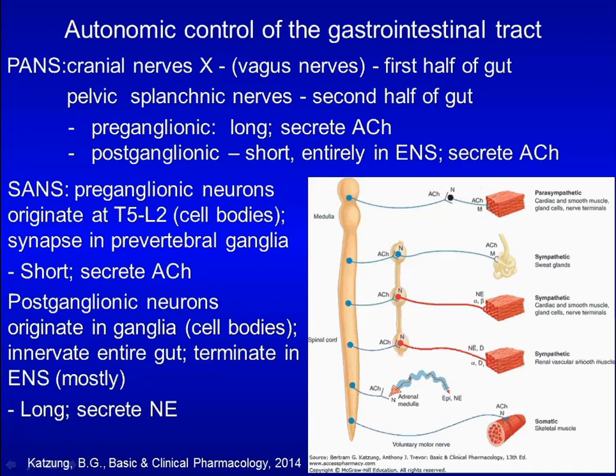Preganglionic neurons of sympathetic fibers originate in the spinal cord between segment T5 and L2. They synapse in prevertebral ganglia. They are short. They secrete acetylcholine. Postganglionic neurons are long. They secrete norepinephrine. They have their cell body in prevertebral ganglia, and they innervate the entire gut.